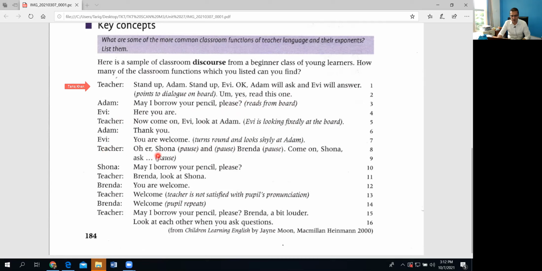Teacher: Oh, Shona, pause. Oh, Shona and Brenda. So that pause you can observe in this way. Like, oh, Shona and Brenda. Come on, Shona, ask. Shona, may I borrow your pencil, please? Brenda, look at Shona. Teacher says, you are welcome, Brenda. Welcome? Teacher is not satisfied with the pupil's pronunciation.